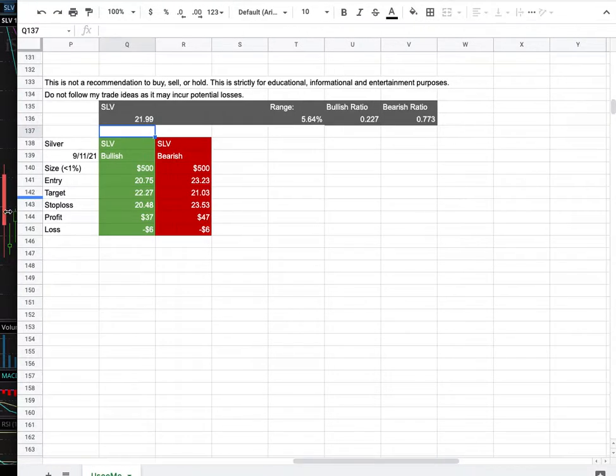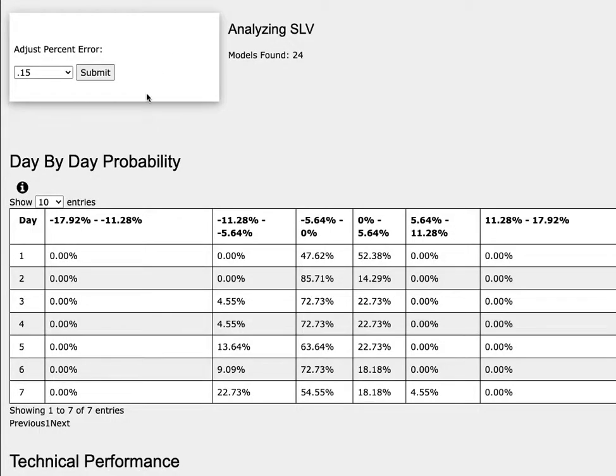So how did I develop these trade ideas? It all comes from the day-by-day probability model. As we progress to the 5th day or week of trading, silver futures has a 23% chance to climb between 0 to 5.6%. To the downside, it has a 64% chance to fall between 0 to negative 5.6%, and a 14% chance to fall between negative 5.6 to negative 11.3%.